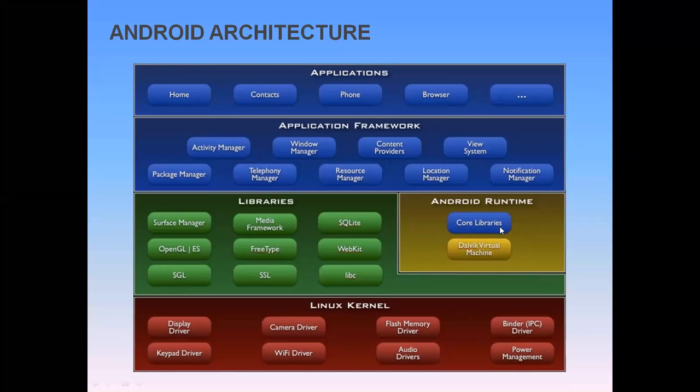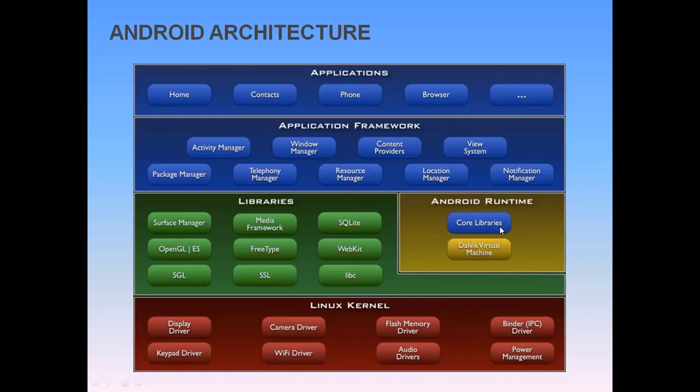So now we know what the Linux kernel is and what it has, but we don't know what middleware is. Before that, we'll see what the application framework layer is, what libraries there are, and what the Android runtime is. In the libraries, we can see the Surface Manager, which is mainly for displaying data. OpenGL ES is mainly for graphics. The scalable graphics layer is mainly for game applications, like 2D and 3D animations in your application.